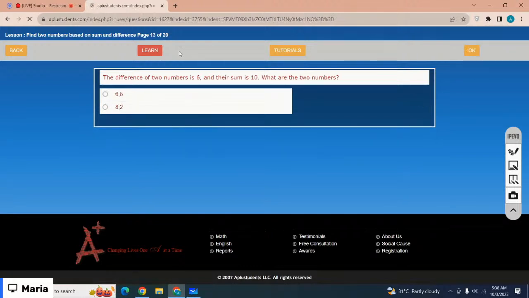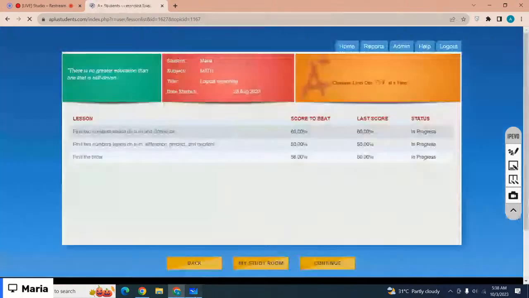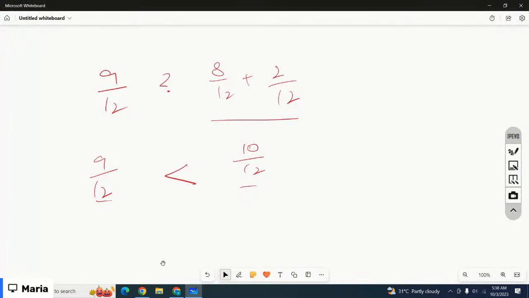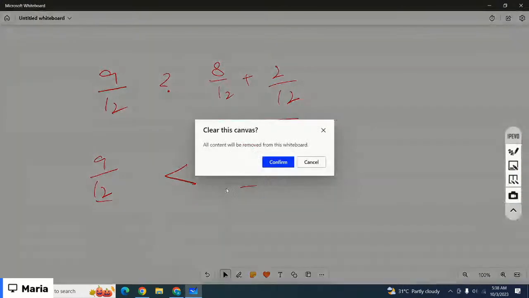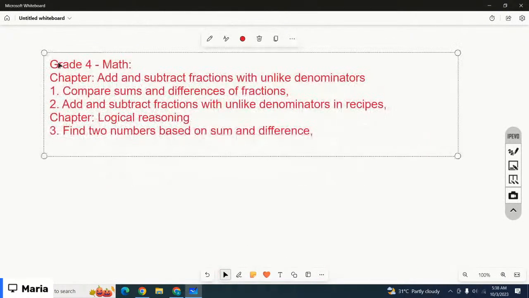Okay, you can complete the lesson by yourself later today. So we were working on grade 4 math. We have started with the chapter add and subtract fractions with unlike denominators. The lessons we have covered from the chapter are compare sums and differences of fractions, add and subtract fractions with unlike denominators and recipes. Then we have started the chapter logical reasoning. The lessons we have covered from the chapter are find two numbers based on sums and differences, right?